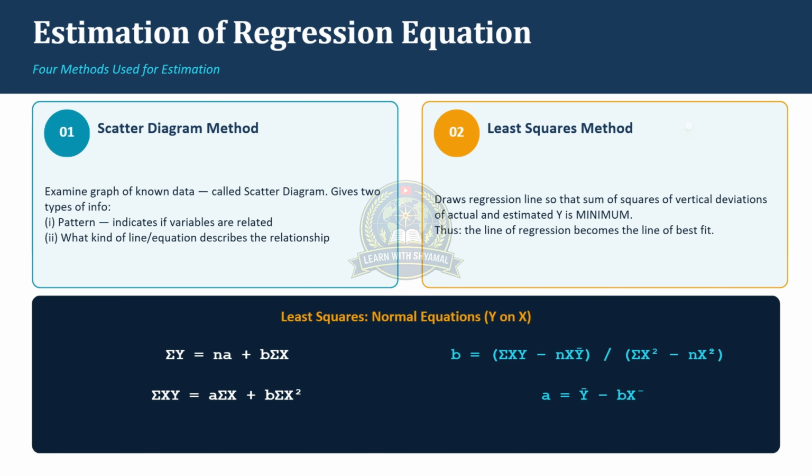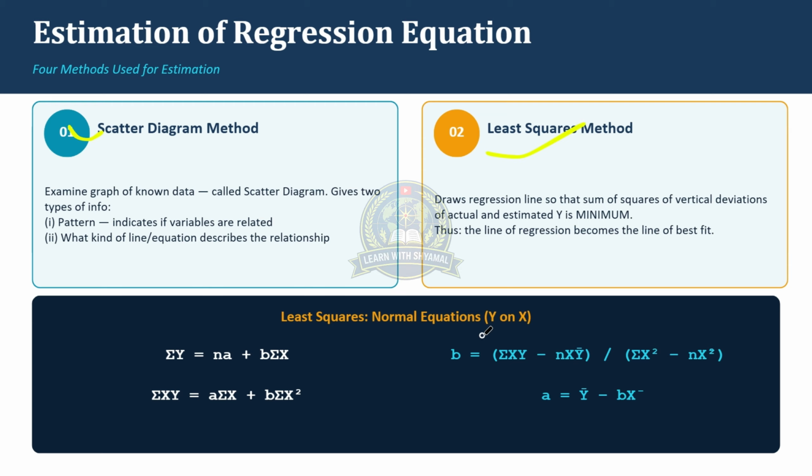Estimation of regression equation. Four methods used for estimation. Method 1, scatter diagram method. Examine graph of known data called scatter diagrams. Gives two types of info. Pattern indicates if variables are related and what kind of line equation describes the relationships. Then least squares method draws regression lines so that sum of squares of vertical deviations of actual and estimated y is minimum. Thus a line of regression becomes the line of best fit.